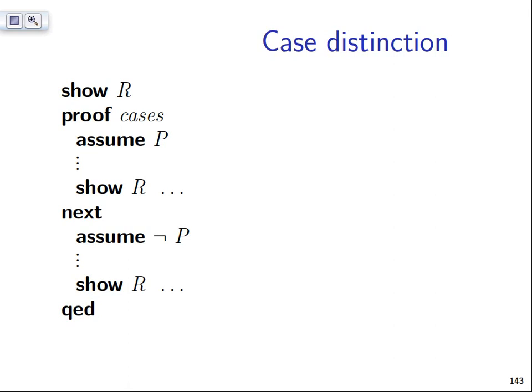And in the next proof block, so there are two proof blocks separated by this next statement, in the next proof, you're assuming the negation of P, and you again show R. So here you're basically doing a case distinction on P. And using this pattern, you don't have to give the P explicitly. You don't have to give it right there when you do your proof. You can give it in the two subproofs, once you give P and once you give not P.